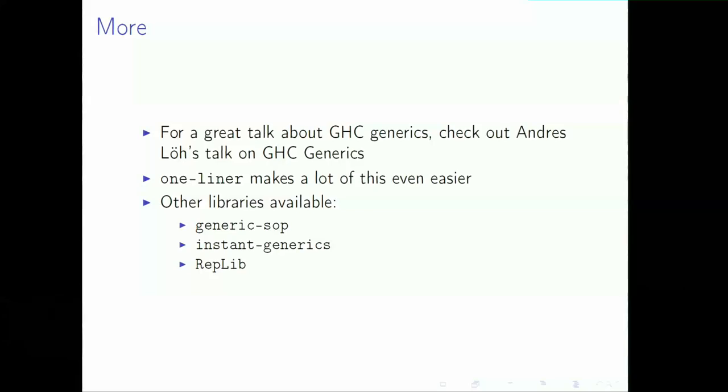And there's a couple of other generics libraries that use different representation types. So the representation used by GHC generics is just one possible way to represent data types out of a small family. There's generics-sop, which uses a lot more type-level programming to form its representations. And there's also instant-generics, which I think predates GHC generics, but has a slightly better story for working with GADTs.